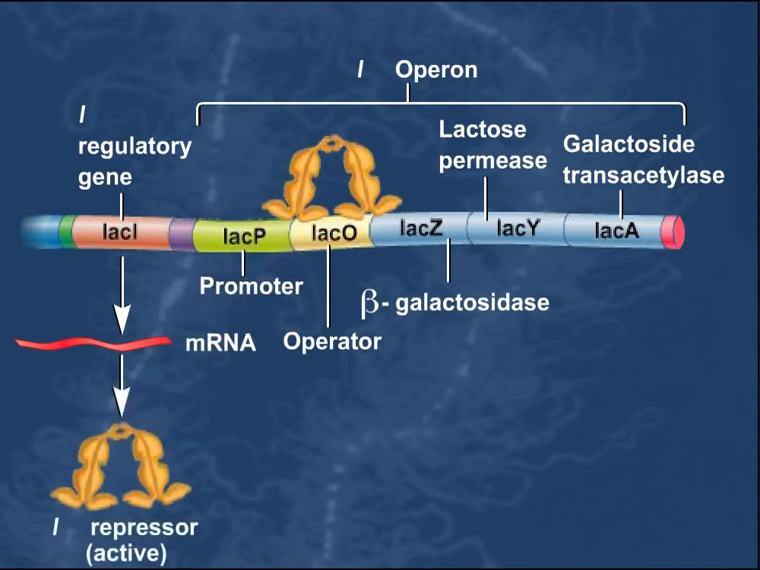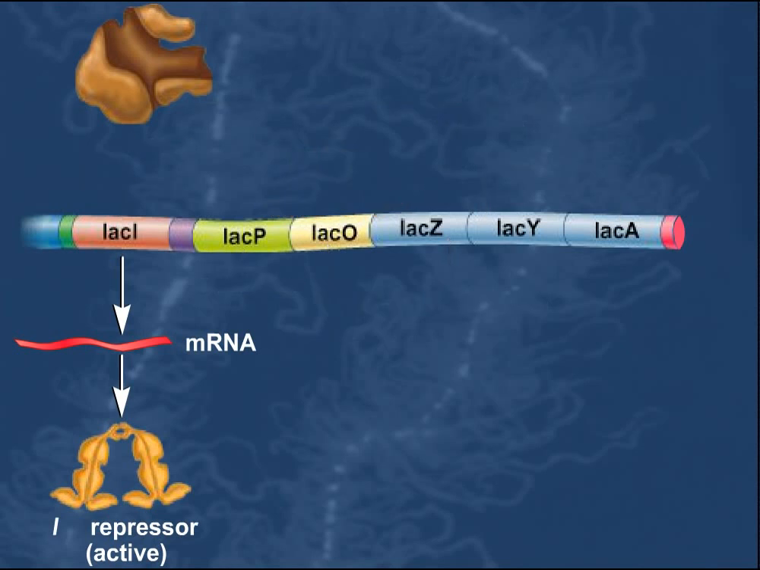When the LAC repressor is bound to the LAC operator site, RNA polymerase is prohibited from recognizing the LAC promoter, and the LAC-Z, LAC-Y, and LAC-A genes are not transcribed. When lactose enters the cell, a small amount of it is converted to allolactose via beta-galactosidase. Allolactose binds to the LAC repressor.